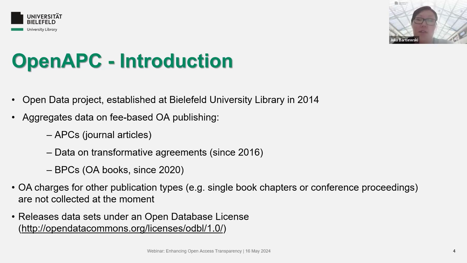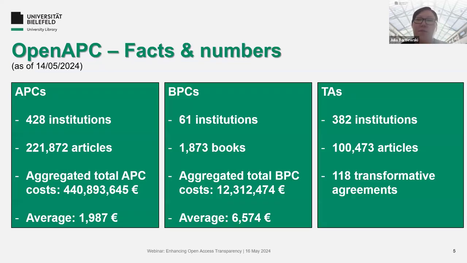For the three different types, OpenAPC operates three different data sets, and open access charges for other publication types like single book chapters or conference proceedings are not collected at the moment. This slide presents some current facts and numbers. We always like to present them at occasions like this because they always go up. Our APC data set is the largest one. It consists of 221,872 articles, which are provided by over 400 institutions.